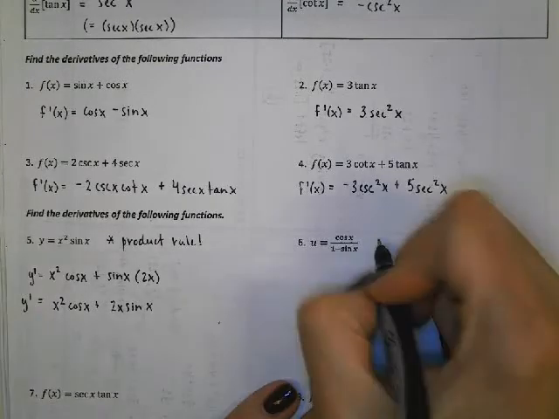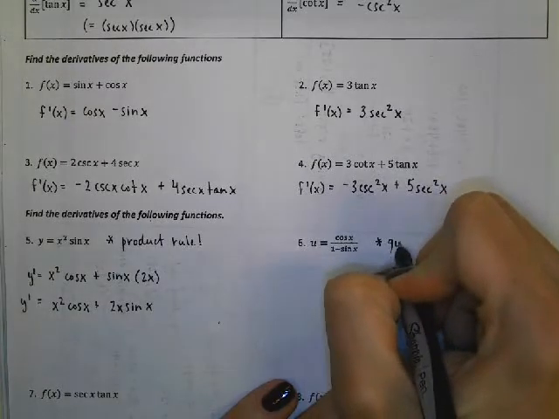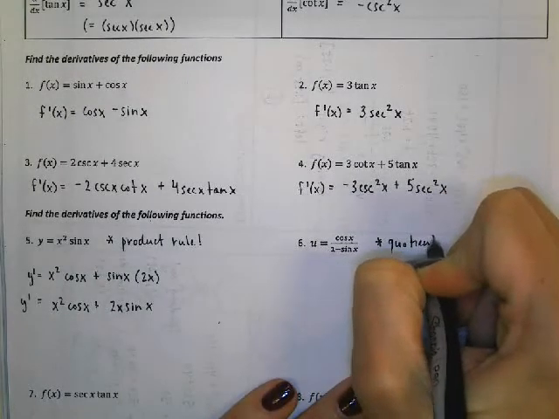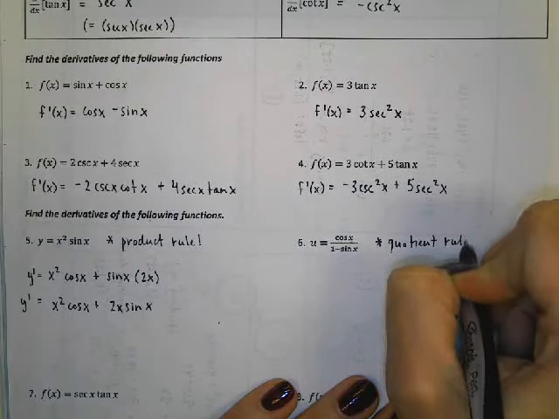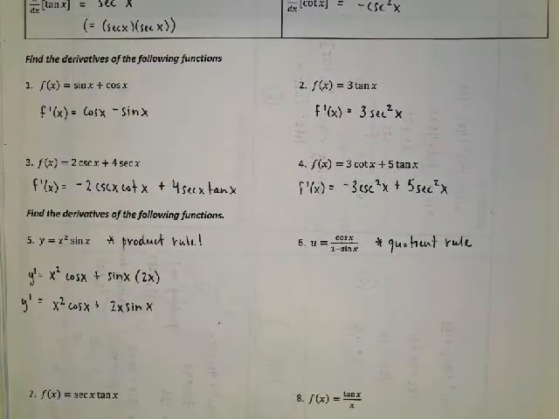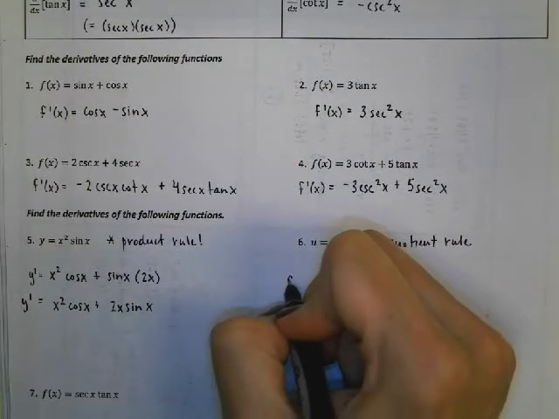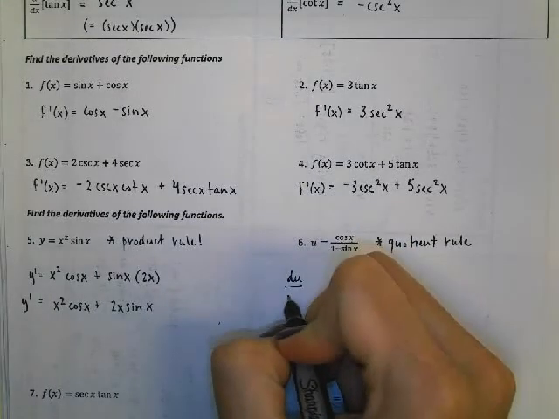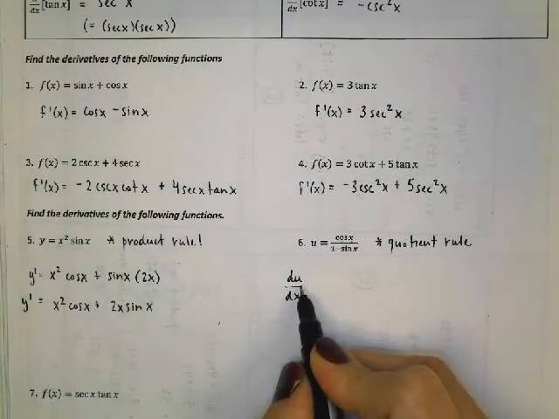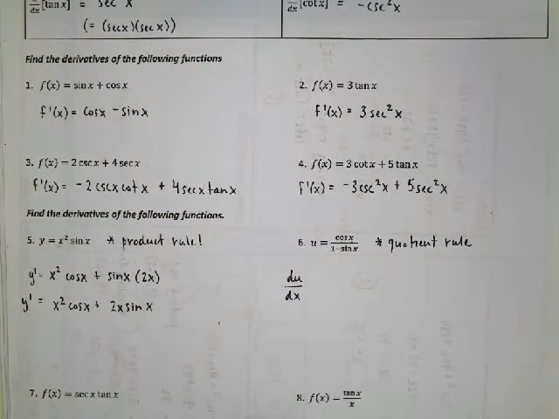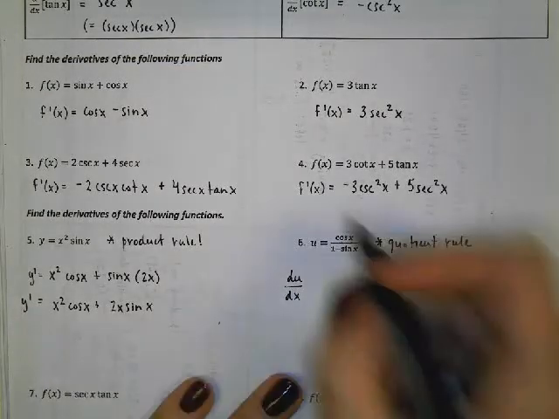Okay, for number 6, now we're going to try one with the quotient rule. So just use different notation. My function is u, so I'm going to find du dx, which is just the derivative of u with respect to x. Again, I know I'm using my quotient rule here.